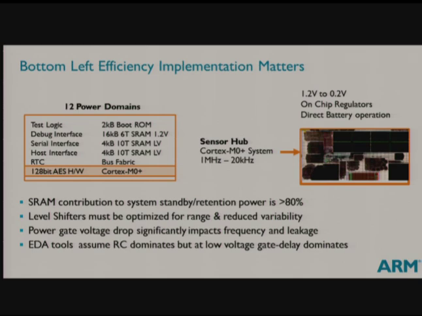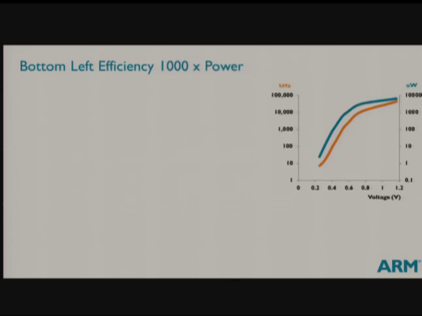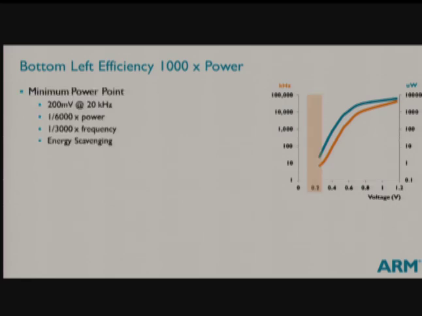So again, you need to be aware of that and push it in the right direction. So, real silicon, real chips, obviously you get these classic curves that show you how, if you take milliwatts on one side, frequency on the other, scale your voltage, and see what happens. And if you want that minimum power point, you're running at 200 millivolts. And it's 1/6000th of the power. It's maybe 1/3000th the frequency. It's the right place to be for energy scavenging.